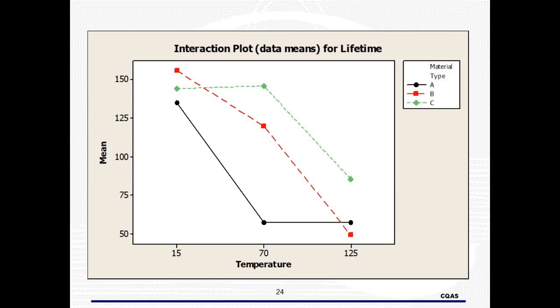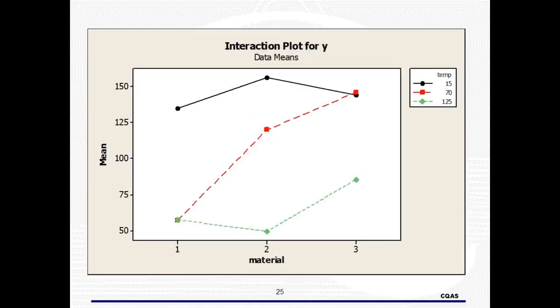Notice that these lines are not parallel. Also, based on this, to maximize lifetime, we should use material type B at temperature of 15. We could also have created the plot with the material type on the horizontal axis. This still leads us to the same answer.